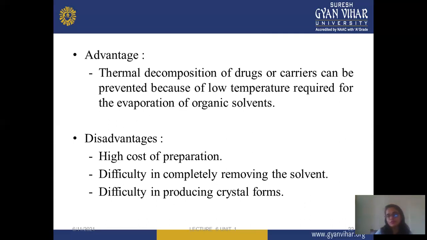And there is difficulty in producing crystal forms. There may be chances it forms an amorphous or improper crystal form. It does not give a proper good crystal form and it is difficult to form the crystals.